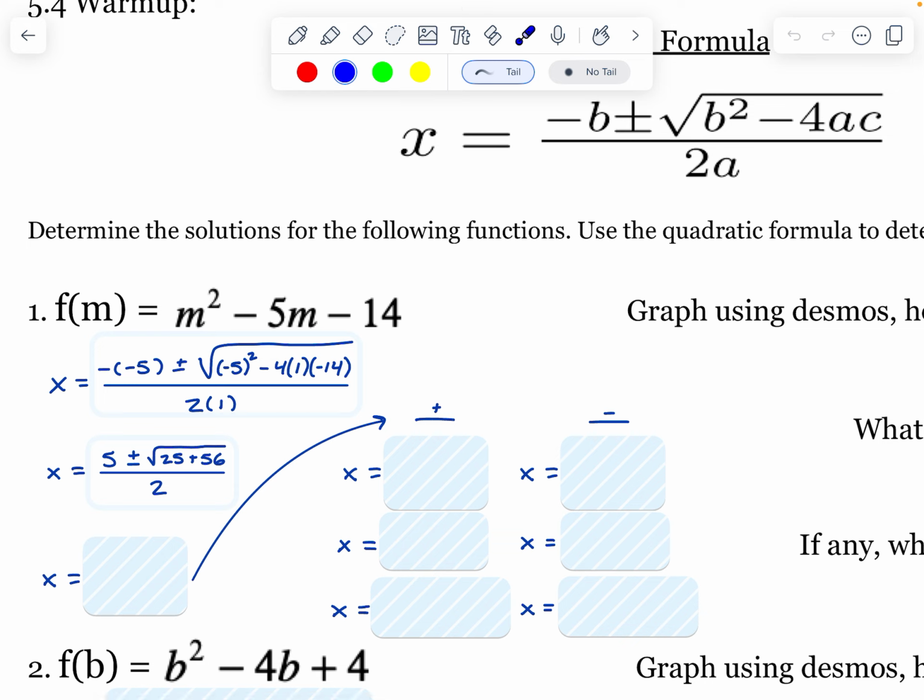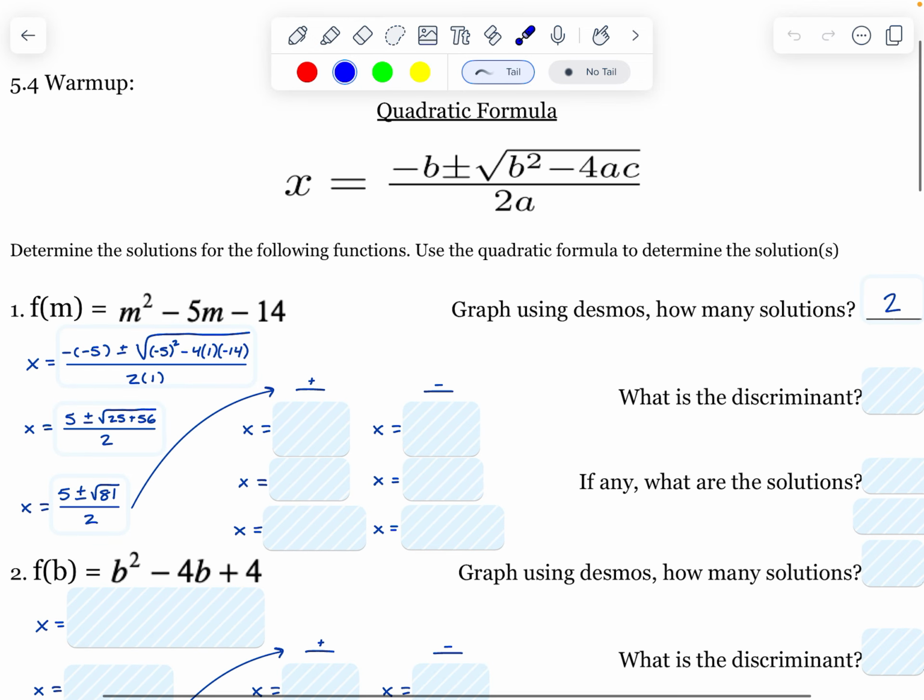When you simplify, just go piece by piece, right? Don't try and do too much at one time. I have negative 5, which gets me positive 5, plus or minus the square root of negative 5 squared is 25. Negative 4 times negative 14 is 56. All that divided by 2. Combine those together and I have 5 plus or minus root 81 divided by 2.